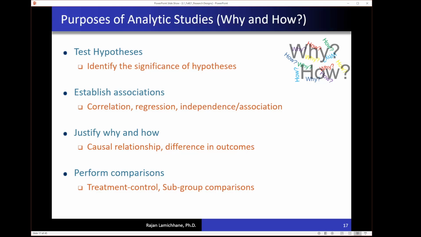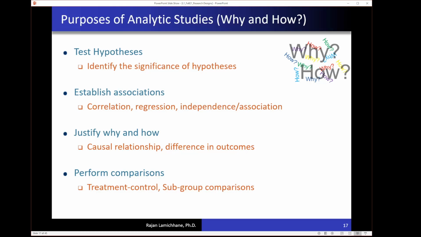Then we perform the hypothesis testing, and nowadays most research needs a testable hypothesis. And by using hypothesis testing, we identify the significance of any hypothesis. Another goal is to establish the association. So how do you establish the association between two factors or more than two factors? There are several statistical tools we use to identify that association: correlation, regression, independence, association.